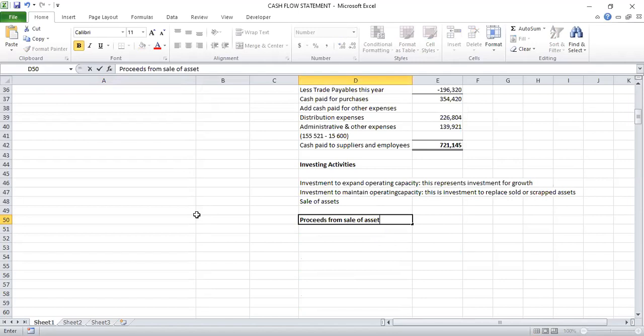To calculate that, we say carrying amount plus profit, or minus loss on sale. Right. Then to get your carrying amount, if you are not given, like in this case, you can say carrying amount of assets sold.